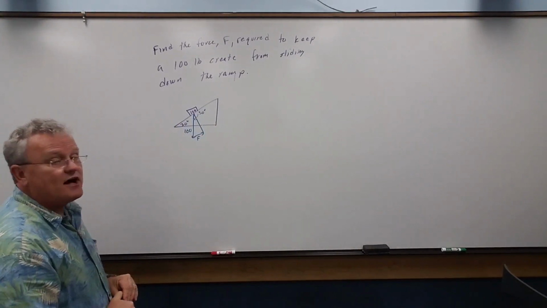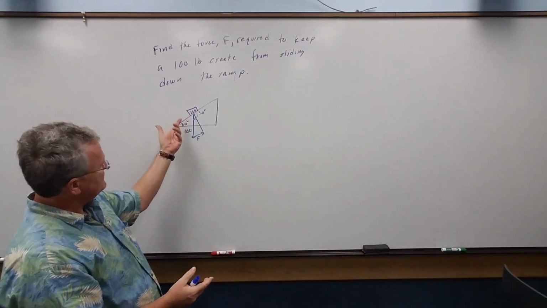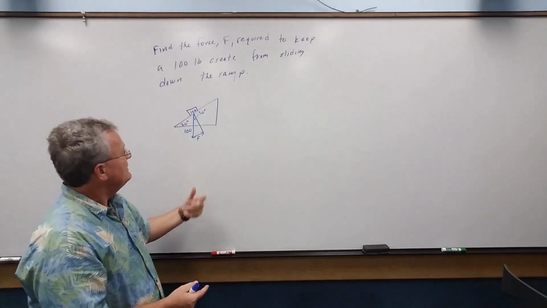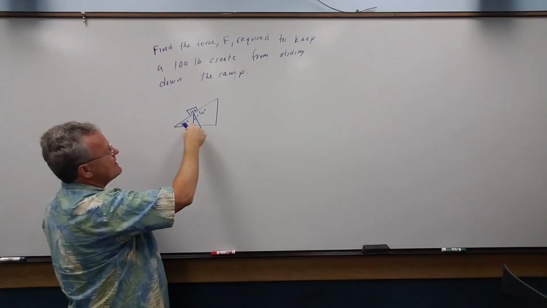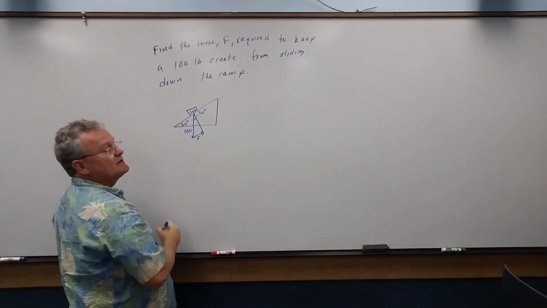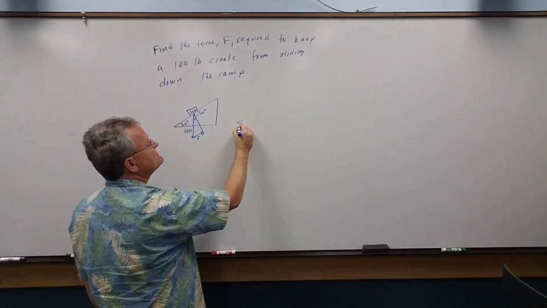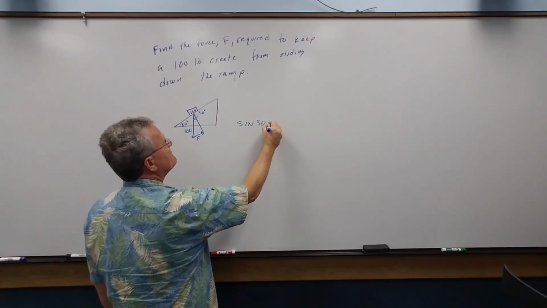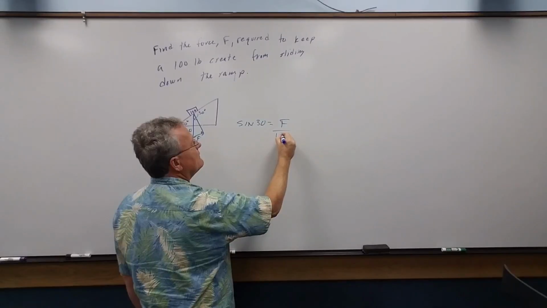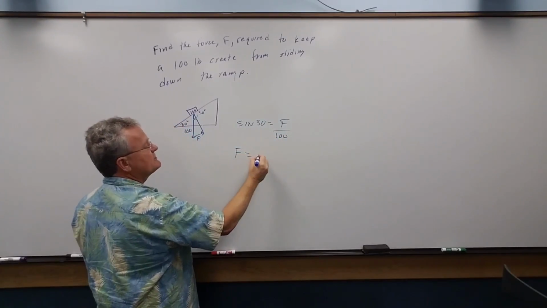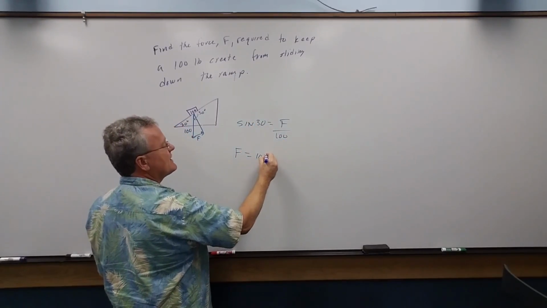All right, so now to solve this, it's pretty simple once we understand how to set this up. Well, we know sine is opposite over hypotenuse. This is the 90 degree. So we know the sine of 30 is F over 100. Therefore, our force is 100 times the sine of 30.